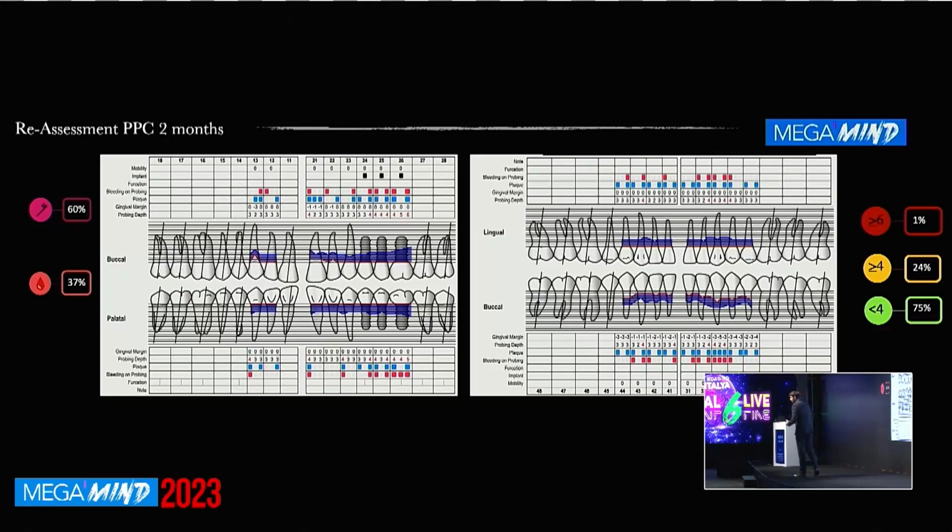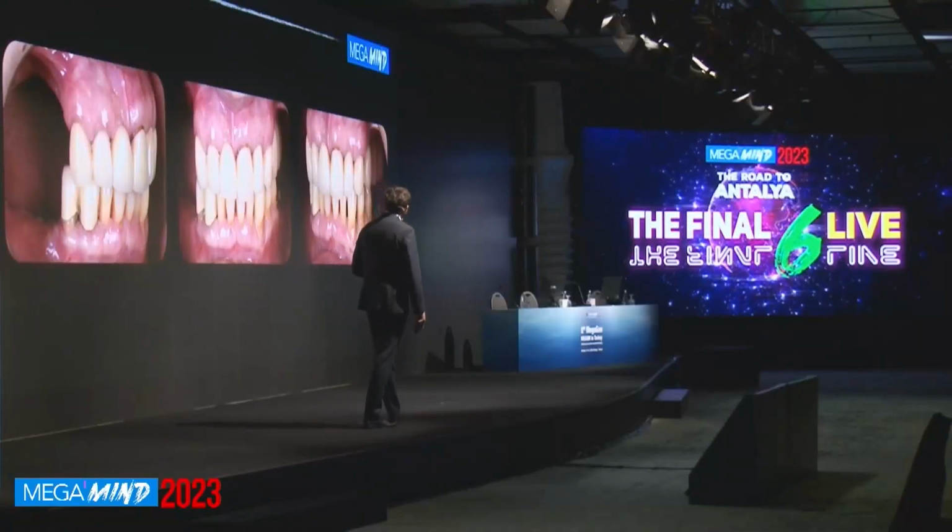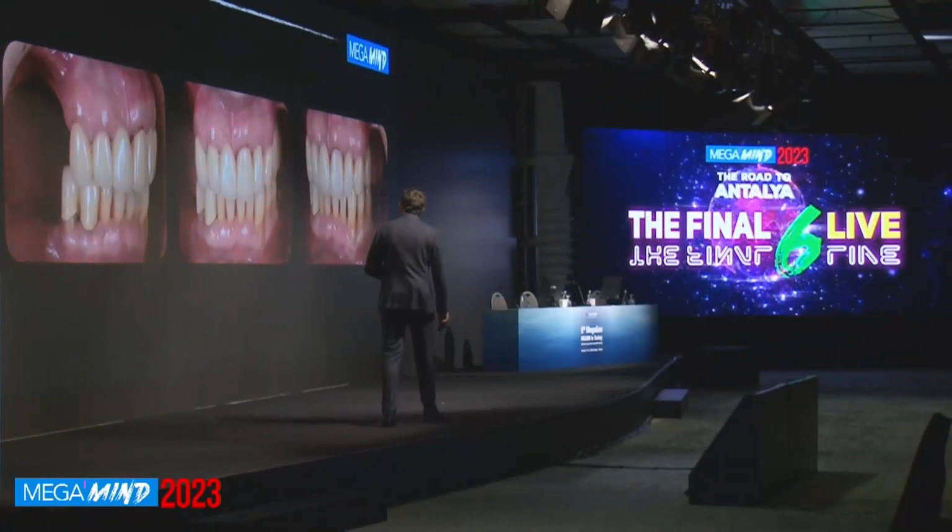At the first reassessment, after 2 months, we can already see that we greatly reduced the inflammation level, up to a BOP of 37% and a plaque score of 60%. Here's the intraoral reassessment after 2 months.